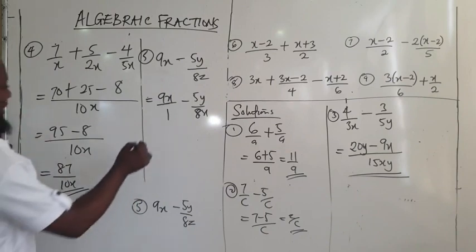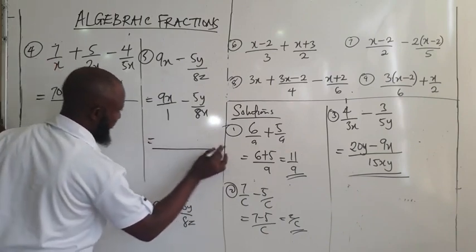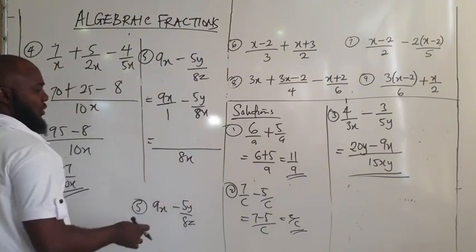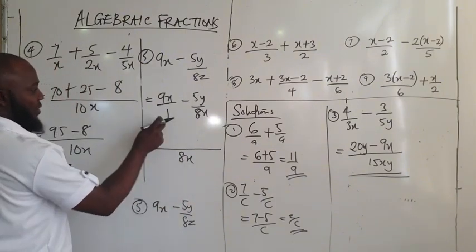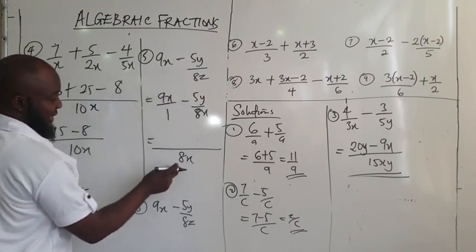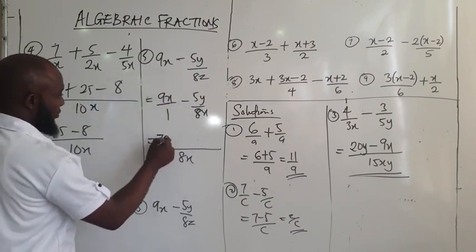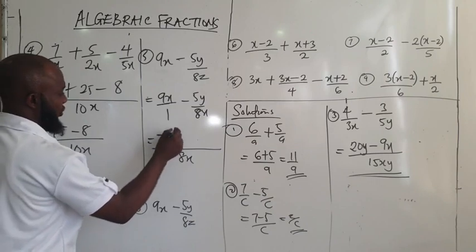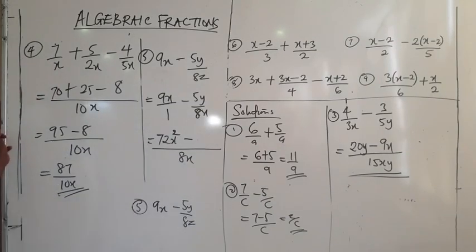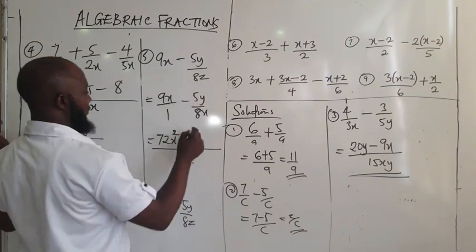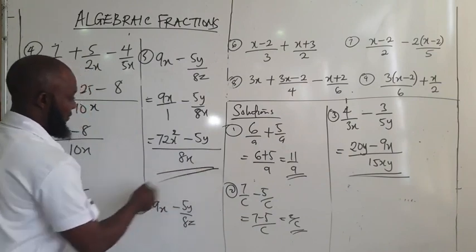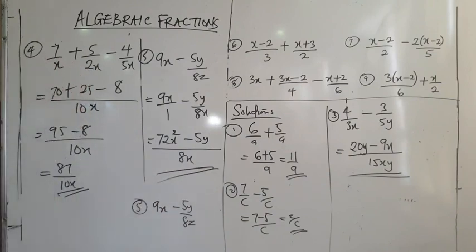So the next stage is find the LCM, 1 and 8x. That will become what? 8x. So 8x divided by 1, that is 8x. That means 8x times 9x. 8 times 9 is what? 72. X times x is what? X squared. Minus 8x in 8x, 1. 1 times 5y, 5y. So we can't do anything again. This will become our final answer. I hope this is very clear.